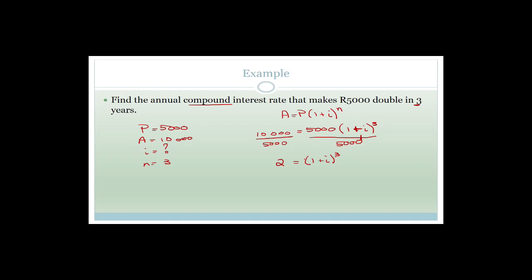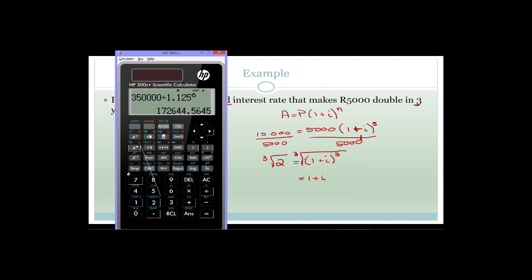Okay, now I need to get rid of this power of three. So we're going to do a trick. And the trick is that we're going to cube root both sides. If we cube root this side, the cube goes away and we're just left with 1 plus i. And then all we have to do is find the cube root of 2. So we're going to go, if we can find the button, there it is. Shift cube root of 2 equals 1.259. So the 9 rounds it up to 6. It's 1.26.